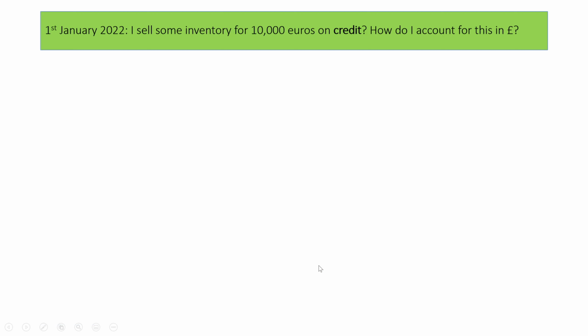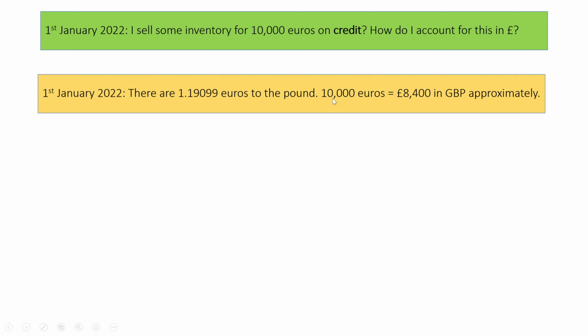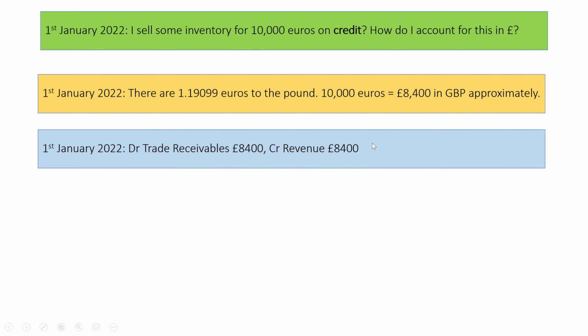Now let's think of another situation, the opposite situation. So I'm selling some inventory for 10,000 euros on credit instead at the same date. How do I account for this in pounds? Well, again, we know that 10,000 euros is about 8,400 pounds at that date. So we do, this time, we're making money, so we credit revenue 8,400, and the debit goes to trade receivables, 8,400. We hope to receive that amount of money in the future.